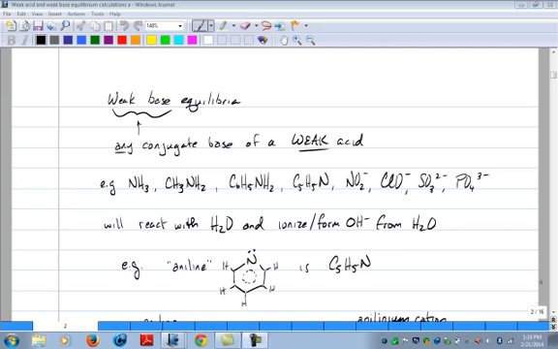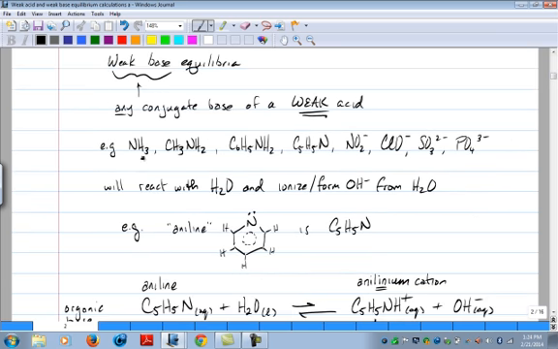We'll now look at weak base equilibria. A weak base is any conjugate base of a weak acid. The conjugate bases of strong acids, such as chloride or iodide, are too weak to even react with water in aqueous solution, so we don't even consider those.